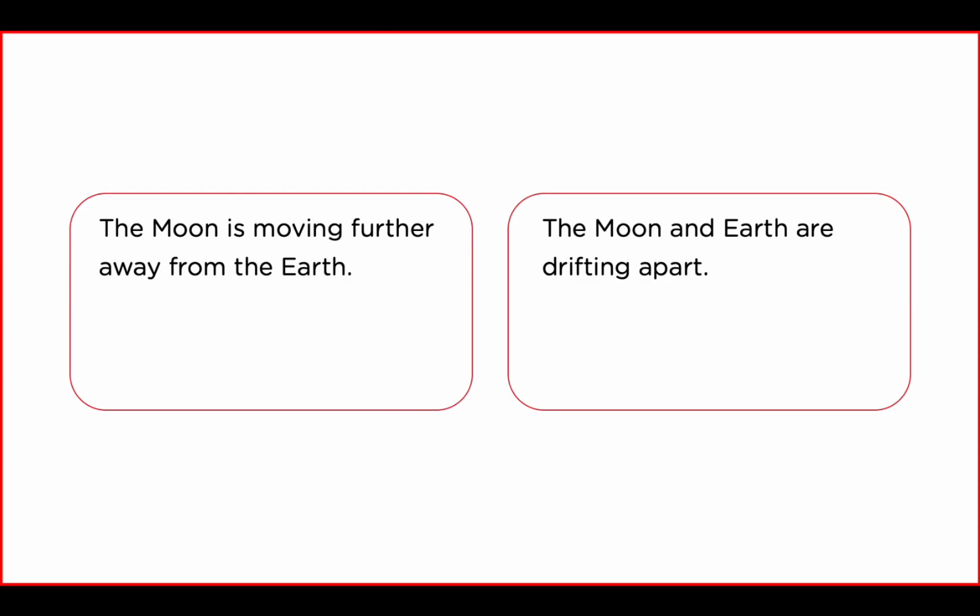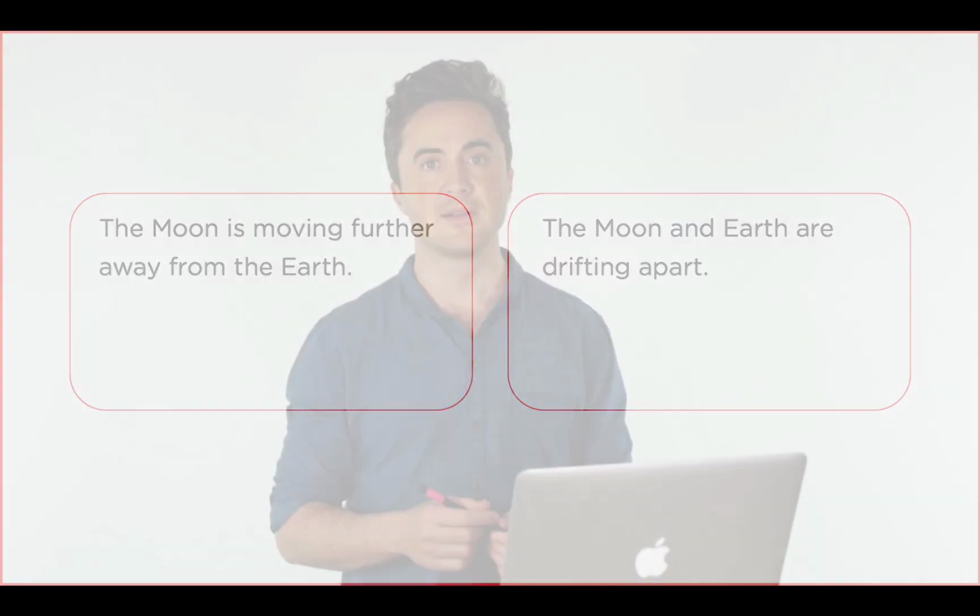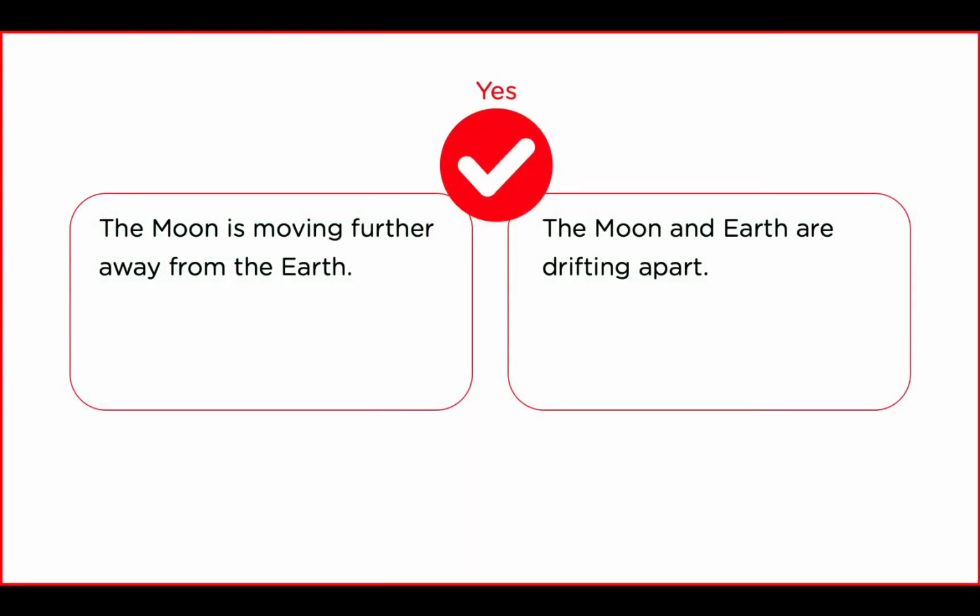So the first one says the moon is moving further away from the Earth. The statement says the moon and Earth are drifting apart. Do these two say the same thing? Do they contradict? Or is there just not enough information to say either way? These two say the same thing. Moving away and drifting apart are synonyms.